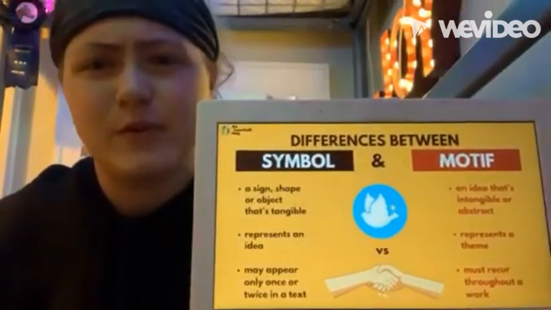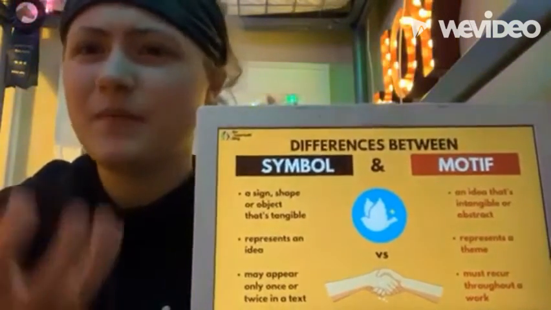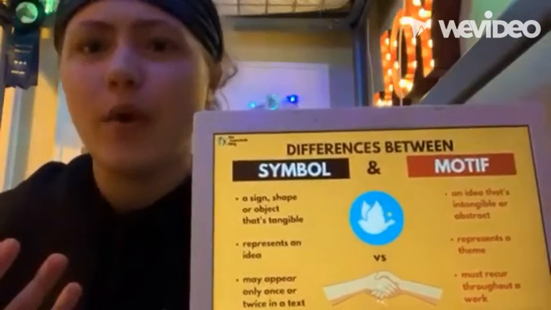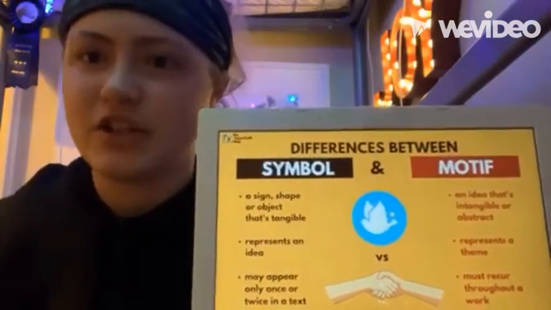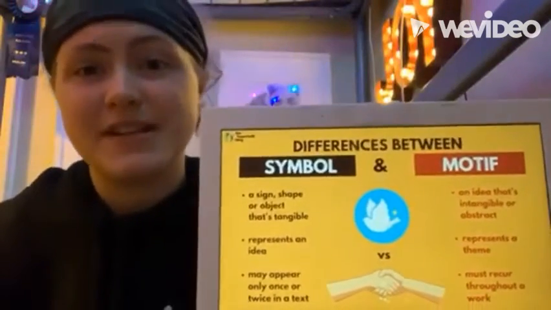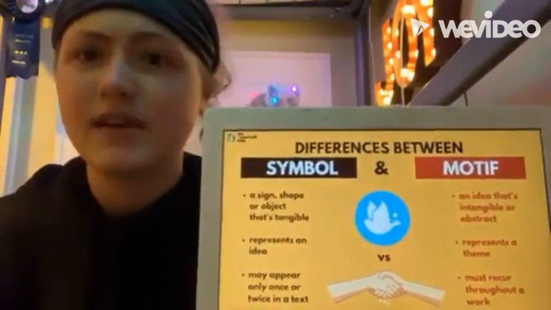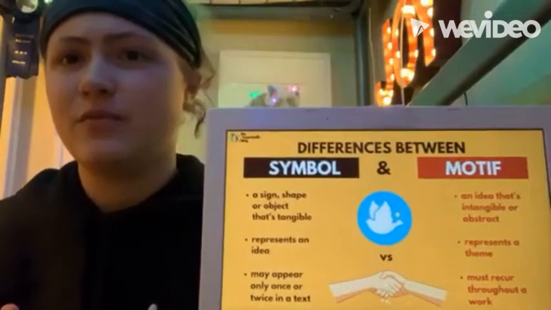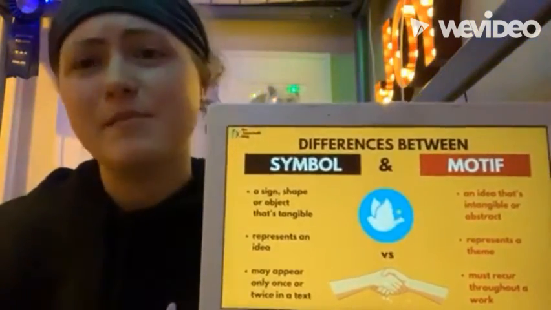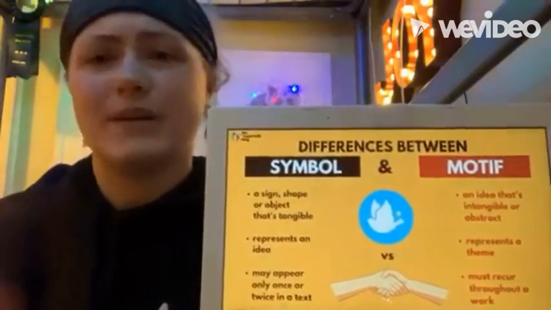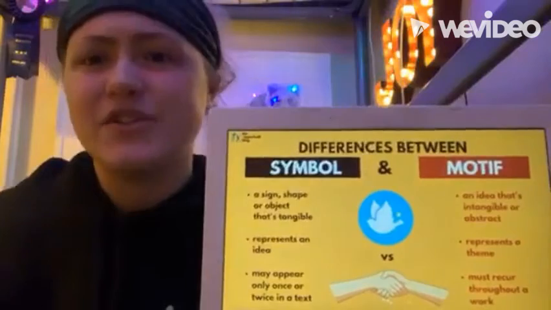What is the difference between a symbol and a motif? Well, a symbol is an object, something that you can actually touch. Whereas a motif is an idea, it's abstract, you can't actually touch it. A symbol represents an idea, whereas a motif represents a theme, which are two different things. A symbol is also something that can appear maybe once or twice in a literature or a movie, whereas a motif needs to show up or be talked about more than once. It needs to be repetitive and throughout the story. Otherwise, it's just not a motif.